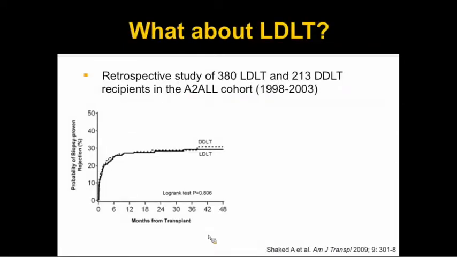So what about living donor transplant? Does that affect risk of rejection? There's data from the A2ALL cohort where they looked at patients who had a donor that was evaluated, and then some patients in that cohort underwent living donor transplantation, and some of them underwent deceased donor transplantation. And when you restricted the analysis to biopsy-proven rejection episodes rather than just anything that was clinically suspected, there really was not a big difference, at least in this study, between deceased donor and living donor transplant.